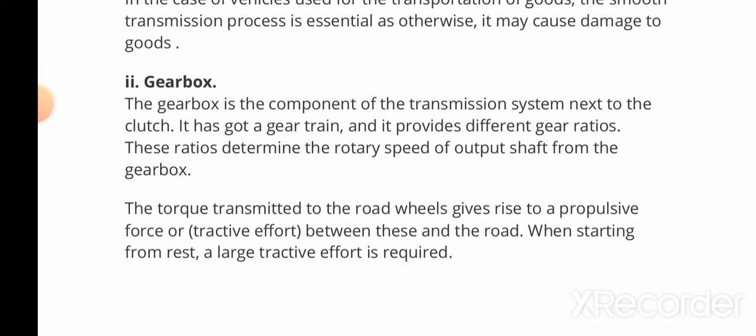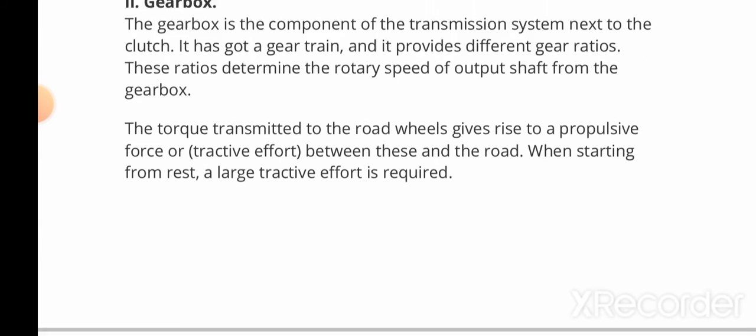It has a gear train and it provides different gear ratios. These ratios determine the rotary speed of the output shaft from the gearbox. The torque transmitted to the road wheels gives rise to the propulsive force between the wheels and the road. When starting from rest, a large tractive effort is required.